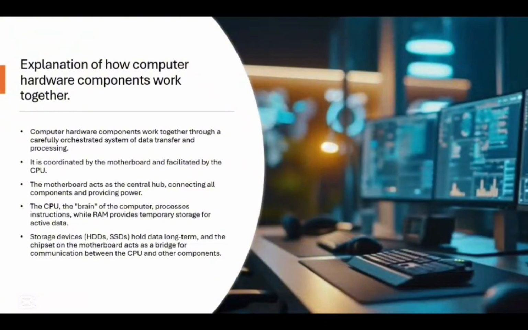Computer hardware components work together through a system of data transfer and processing. This is coordinated by the motherboard and facilitated by the CPU. The motherboard is the central hub connecting all components and providing power. The CPU processes instructions while RAM provides temporary storage for data. Storage devices like HDDs or SSDs hold data long term, and the motherboard's chipset acts as a bridge for communication between the CPU and other components.